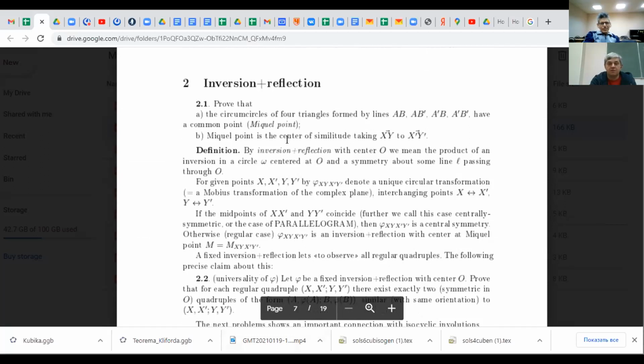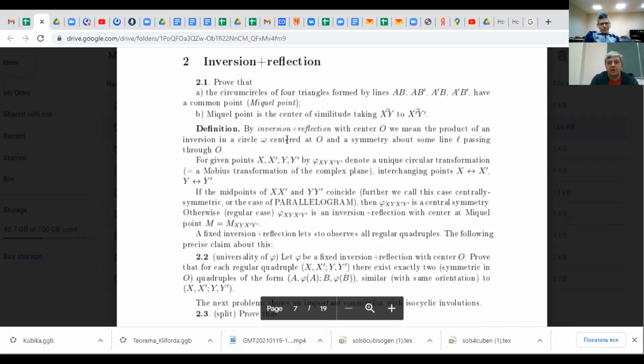It's interesting that one more circular transformation is naturally involved in this picture. This is inversion plus reflection, interchanging pairs of points A and A', and B and B'. One can prove that the center of this inversion plus reflection is located at the well-known Miquel point of 4 lines AB, BA', A'B', and B'A.